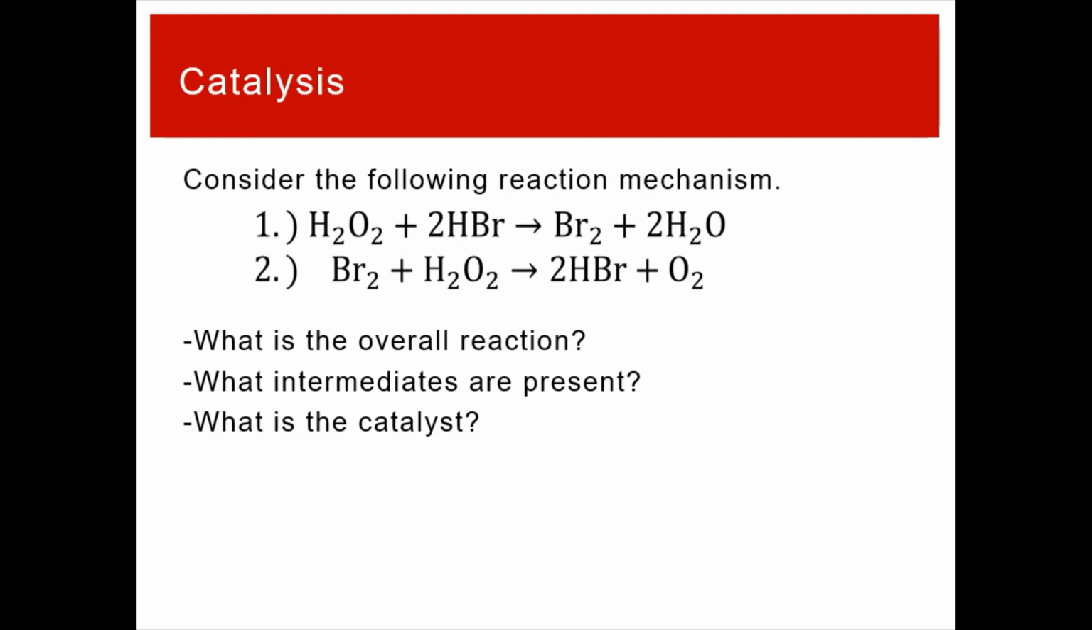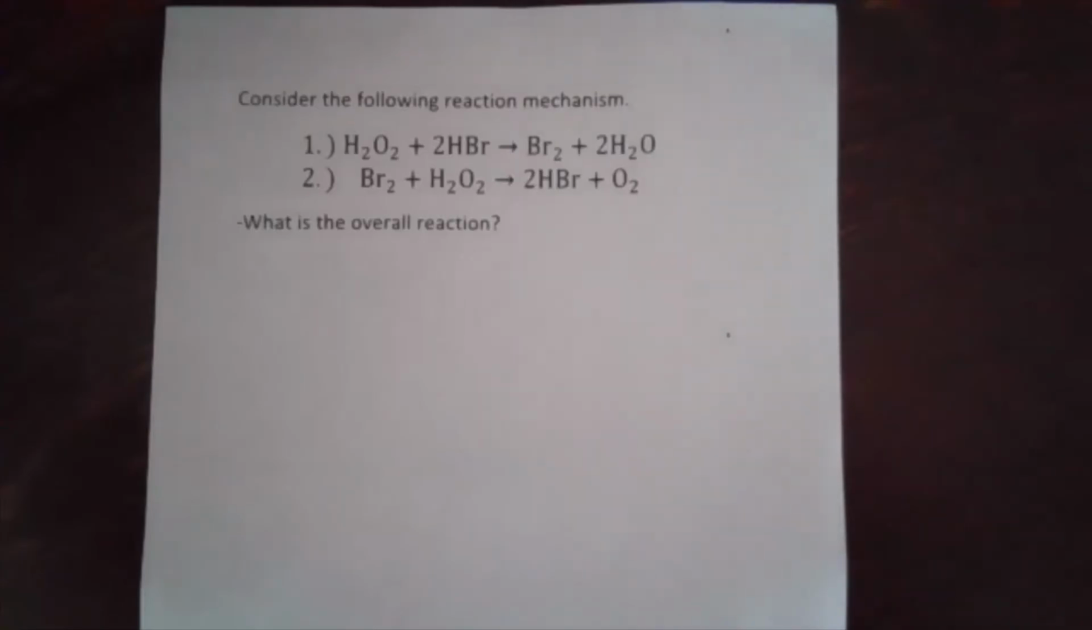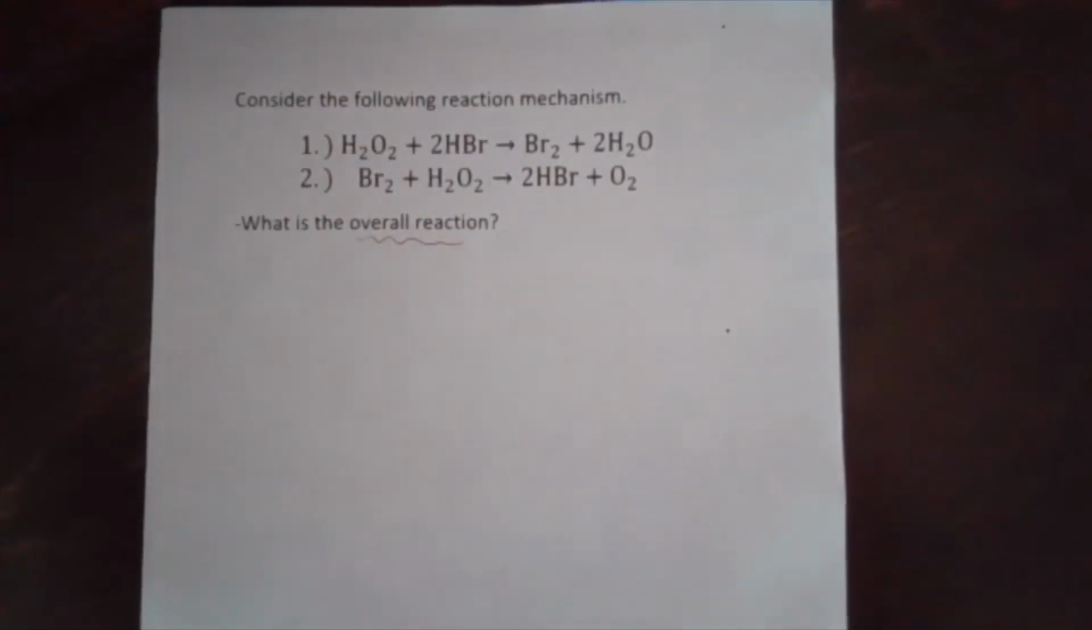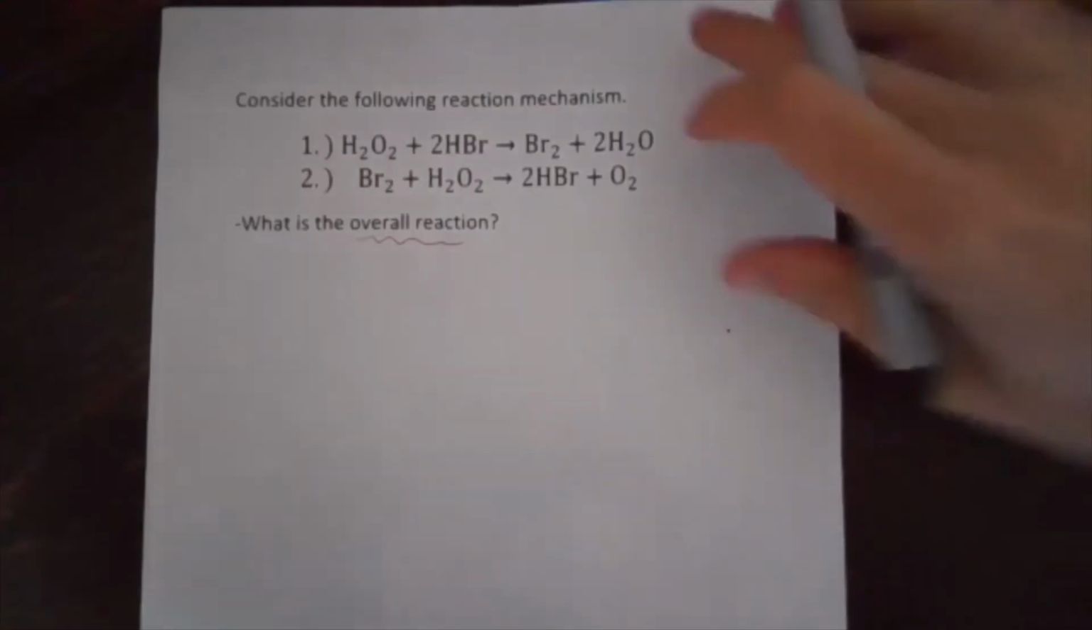So let's look at an example of analyzing a reaction where a catalyst is used. So we've got a reaction mechanism. H2O2 plus HBr becomes Br2 and H2O, and then Br2 plus H2O2 becomes HBr and O2. So I want to know, what is the overall reaction, what intermediates are present, and what is the catalyst? If I want an overall reaction, I know I'm just going to add everything together.